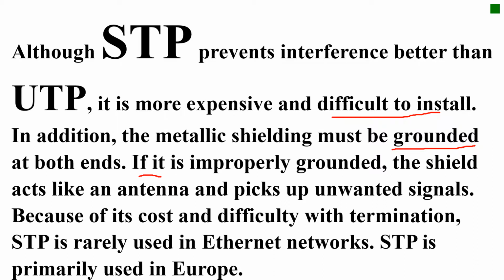If it is improperly grounded, the shield acts like an antenna and picks up unwanted signals, and there will be a problem. If the shield is not grounded, the shield acts like an antenna and picks up unwanted signals. Because of its cost and difficulty with termination, STP is rarely used in Ethernet networks. STP is primarily used in Europe, not in developing countries, because it needs manipulation, and needs grounding for the buildings.